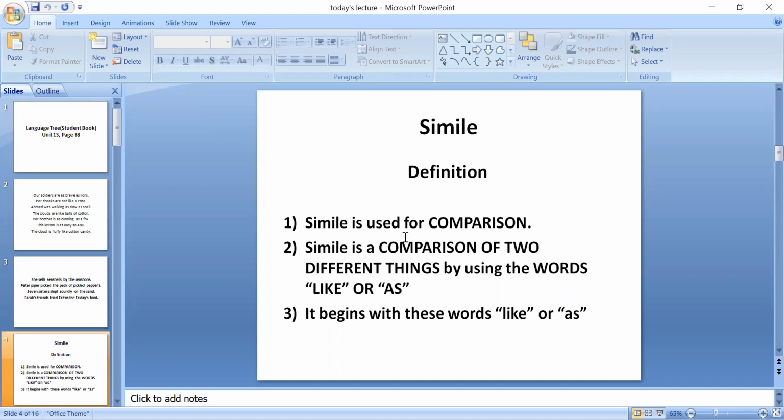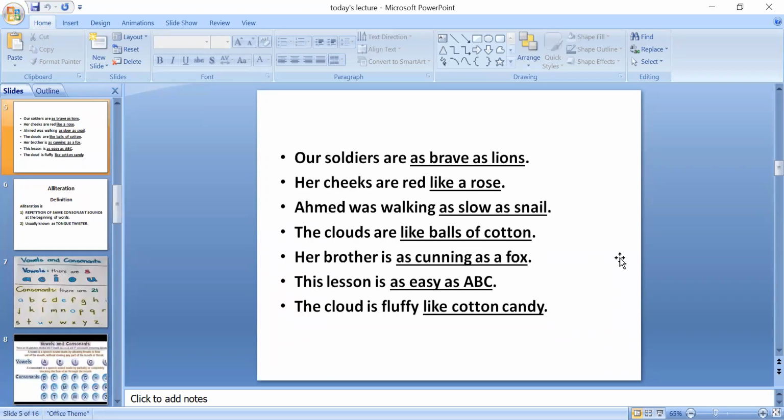So these are three points you have to keep in mind. Simile is used for comparison. Simile is a comparison of two different things by using the words like or as. It begins with these words, like or as. I have repeated it. Okay, these examples I told you yesterday.